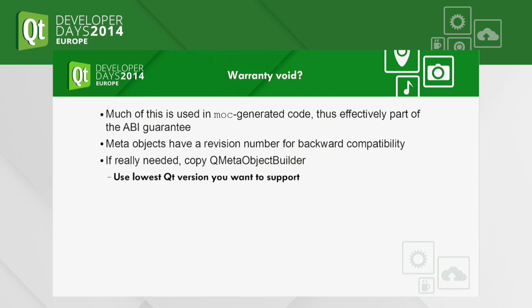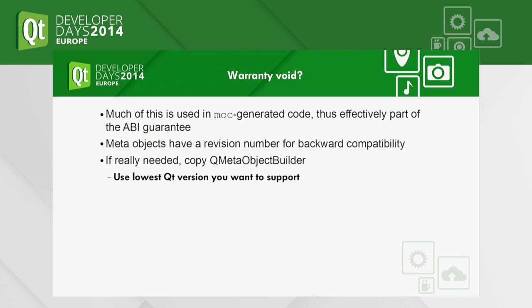But if we look at what actually happens here, all the methods we are calling, all the data structures we are generating is exactly the same that mock does. And mock-generated code is part of our application. So Qt can't change that interface because it would break backward compatibility. So as long as we only do stuff that mock does, we are safe. And that's actually all of this with the exception of MetaObjectBuilder.